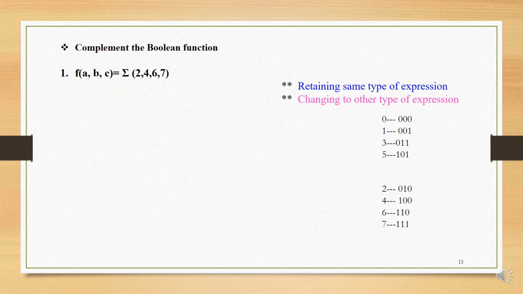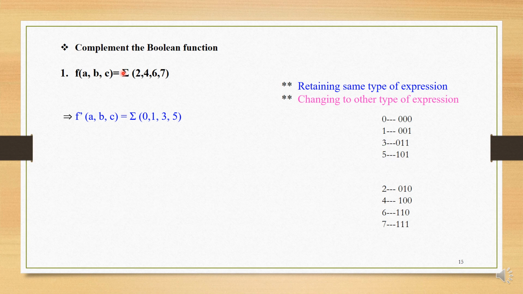Now let us see one example of complementing a Boolean function. So we have the first example as f of a comma b comma c equal to summation m 2, 4, 6, 7. We are obtaining the resultant in two conditions. One is retaining the same type of expression, and the second one is changing to the other type of expression, by complementing a Boolean function. So here we are retaining the same type of expression by complementing it. So f bar of a comma b comma c equal to summation m 0, 1, 3, 5.